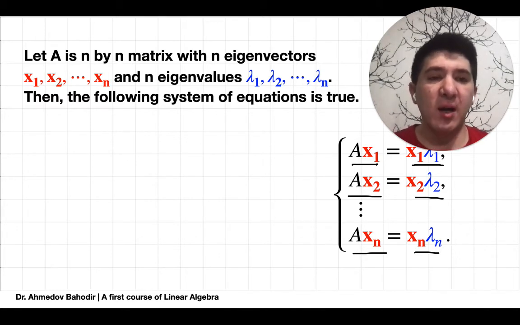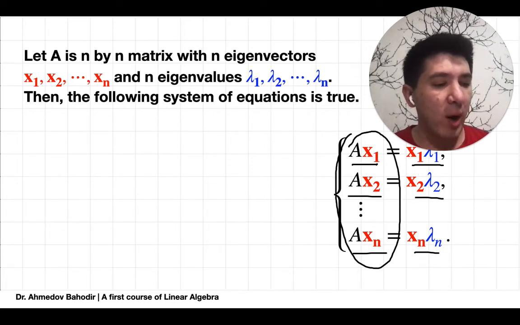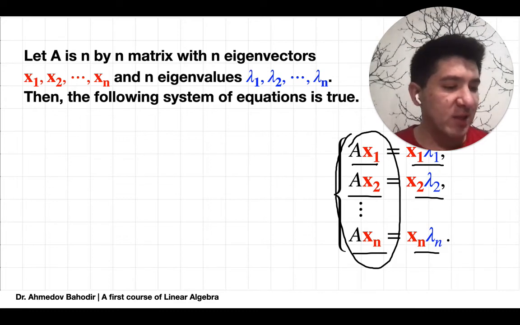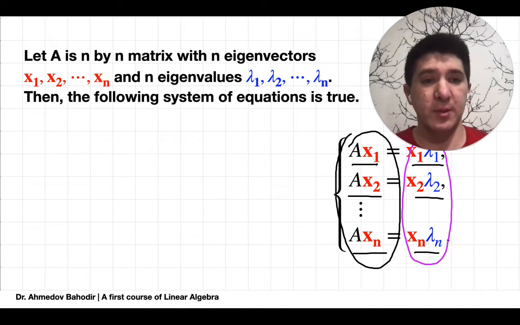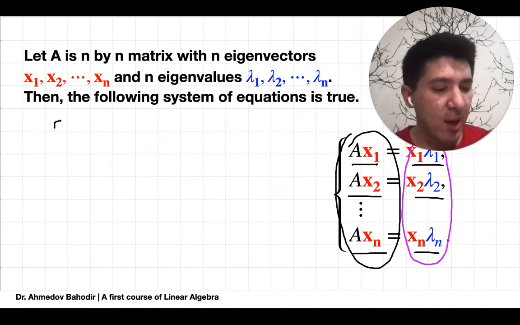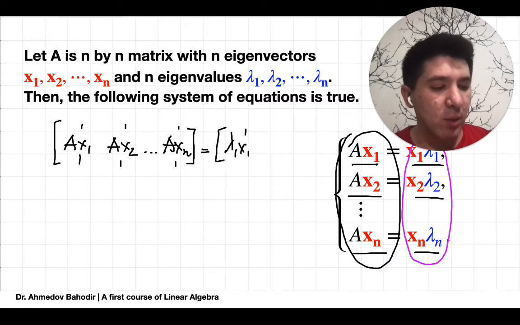Well, I could just rewrite this in a matrix form, by putting all of these vectors as the columns of one matrix on the left-hand side, and all of these vectors as the columns of another matrix on the right-hand side. And by equalizing these two matrices, I will automatically equalize the corresponding columns. So essentially, I can write this down in this way. A times x1 is going to be the first column of the matrix, A times x2 is going to be the second column, and so on, A times xn, is equal to lambda 1 times x1, and so on, lambda n times xn.